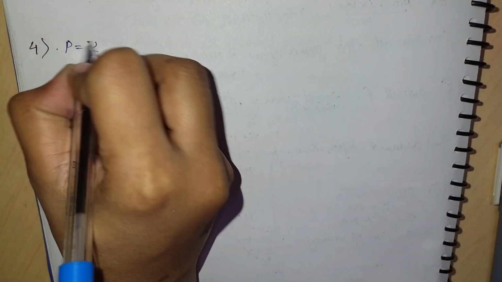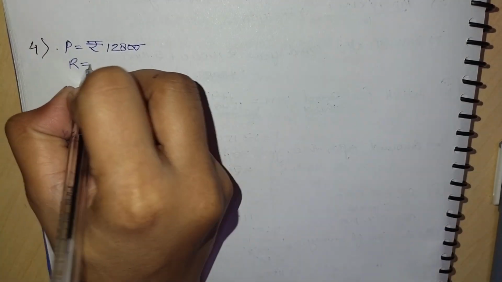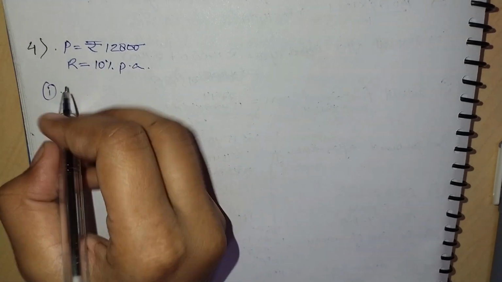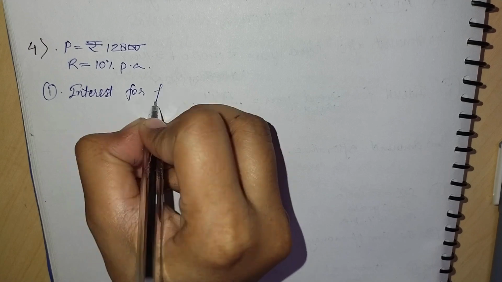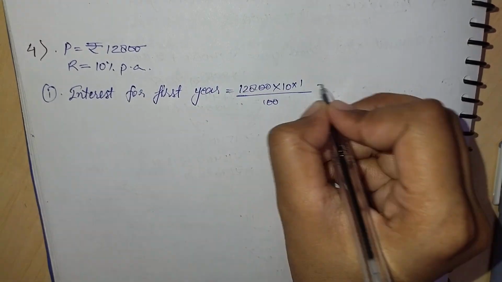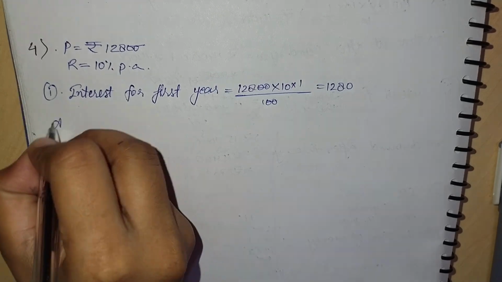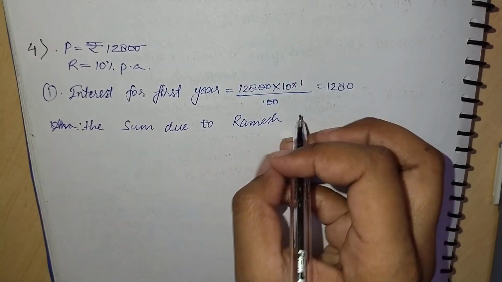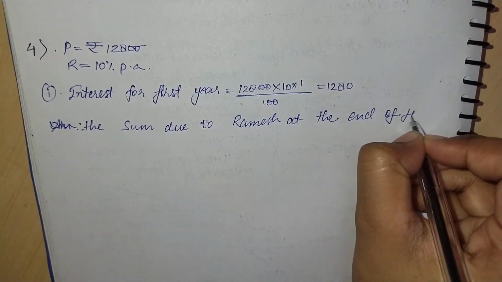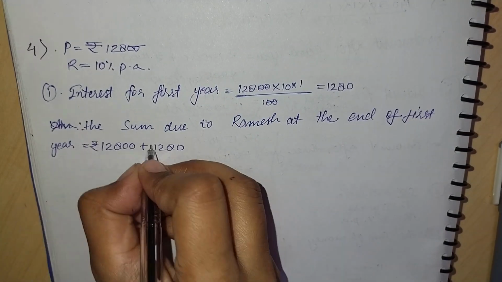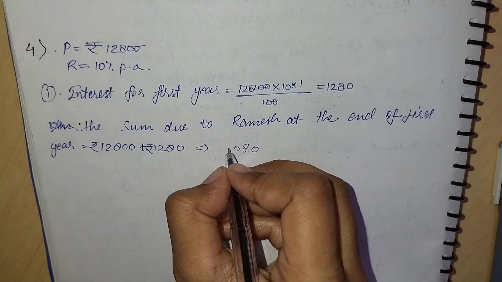Now the fourth part says that Ramesh invests rupees 12,800 for 3 years at the rate of 10% per annum compound interest. The sum due to Ramesh at the end of first year. Let us find it. So at the end of first year, firstly we find interest, we will get 1,280 as the interest. Now the sum we will add 12,800 plus 1,280. So we will get the sum here for the first year.